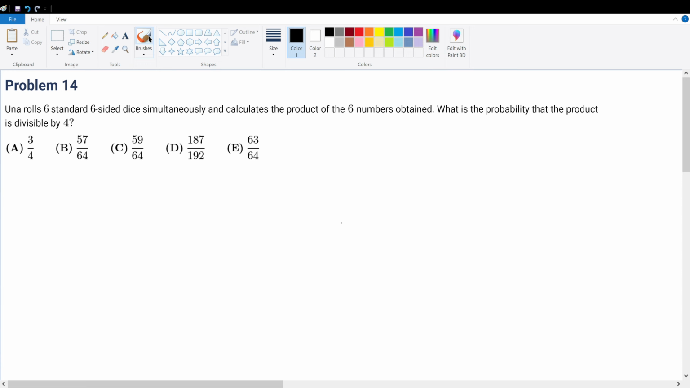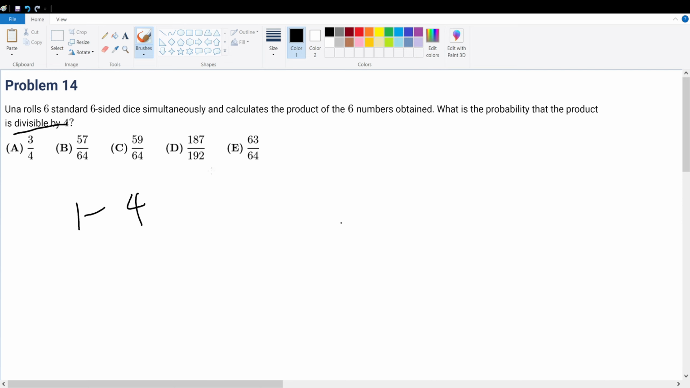Problem 14. Una rolls 6 standard dice, and we're trying to find the probability that the numbers she rolls, multiplied together, so 6 numbers multiplied together, is not divisible by 4. So what does it mean to be not divisible by 4? Well, we just subtract it out, right? Because we're trying to find the probability that it is divisible by 4. So 1 minus the probability that it is not divisible by 4 would be the answer.